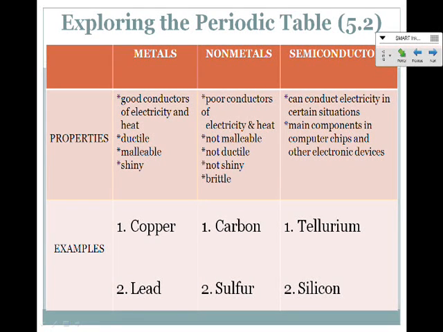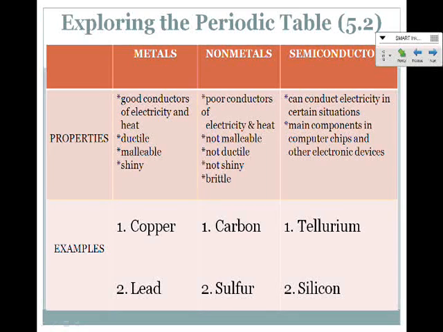Nonmetals are opposite of that. They're poor conductors of electricity and heat. That's why you have plastic, because plastic is made up of nonmetals. That's why you have a plastic coating around the copper wiring on your cords that go from your TV to the outlets, so that it doesn't conduct that electricity and heat and doesn't burn your hand as the electricity is flowing. They're not malleable, they're not ductile, they're not shiny at all, and they're brittle. They break easier. An example is carbon and sulfur.